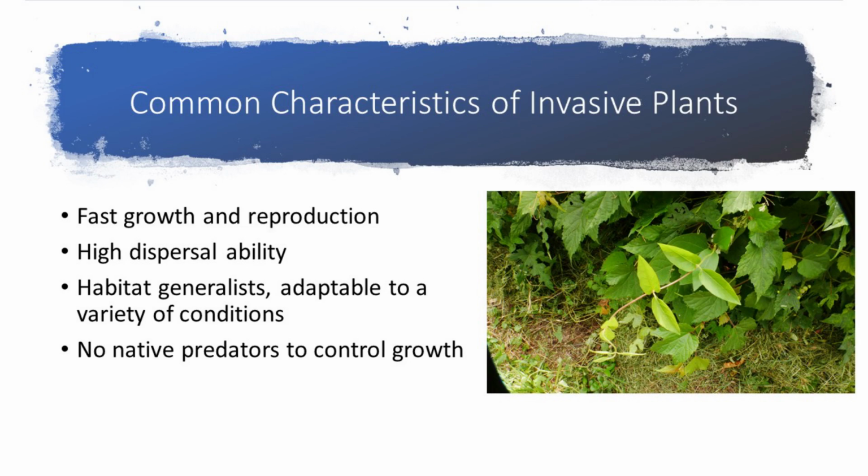They often have fast growth and reproduction, quickly spreading roots and vines or stems, and producing high volumes of seeds. They have high dispersal abilities of those seeds as well, typically easily carried by wind, water, and animals such as birds. Invasive plants are often habitat generalists, meaning they can easily adapt to a variety of conditions and grow in many ecosystems. And because they are not native to these areas, they also don't have any natural predators like insects to help control their growth.